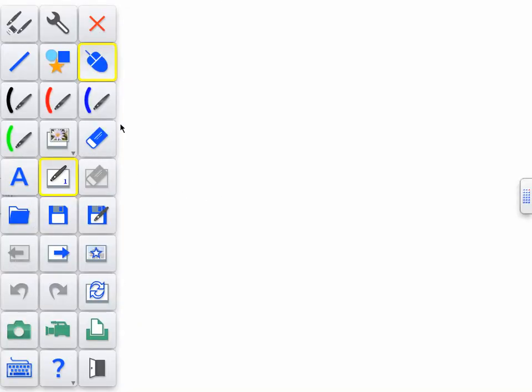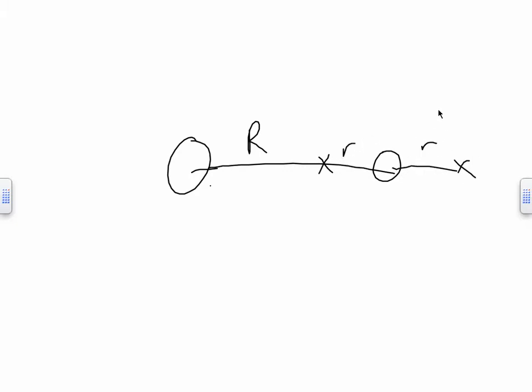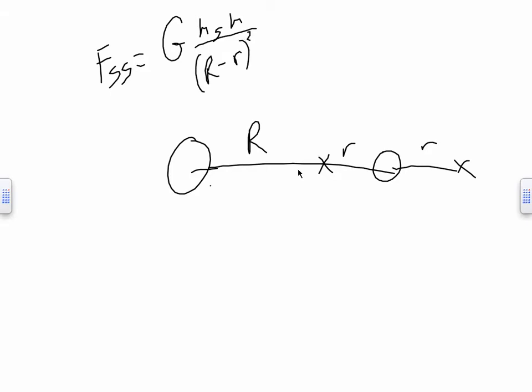Now everything's gone, but that's fine. So here's our sun, here's our Earth. This distance, big R, we know. This distance, little r, we don't know. So when we calculate the force of the sun on the satellite, we do big G, M of the sun, over r squared, so it's going to be R minus little r squared. That's why they get that.